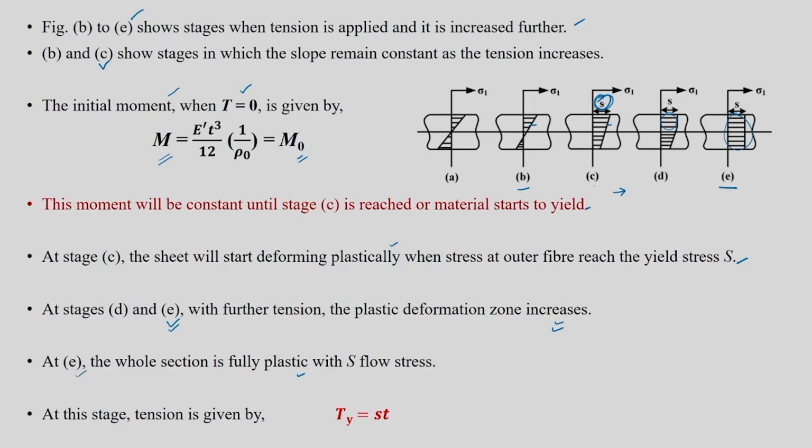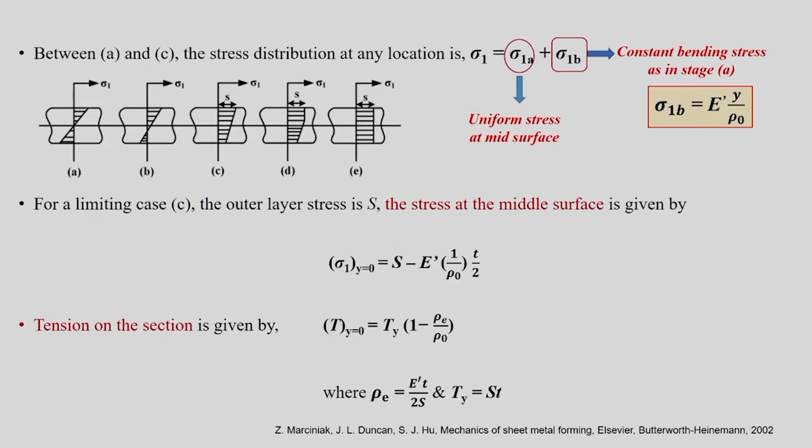Now at this stage, you want to get a tension Ty, that is nothing but S into t. So the tension applied to enter into the situation seen in C, where you want to cause some yielding, has to be Ty, which is nothing but S into t. Actually the original definition is sigma 1 into t, but in this case it is S only, the plane strain flow stress into t.